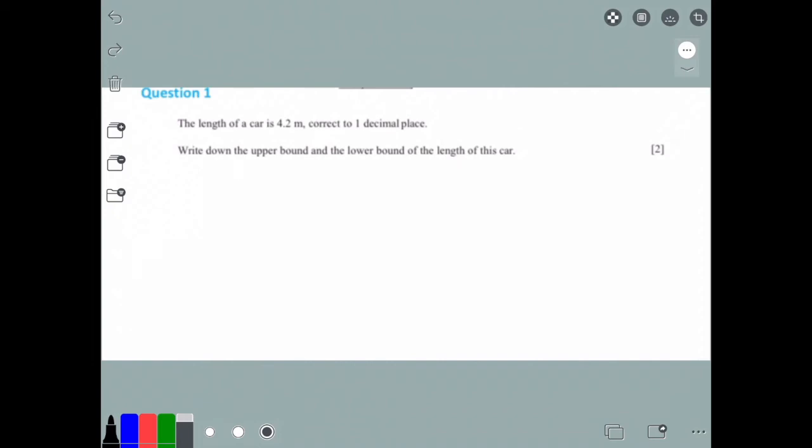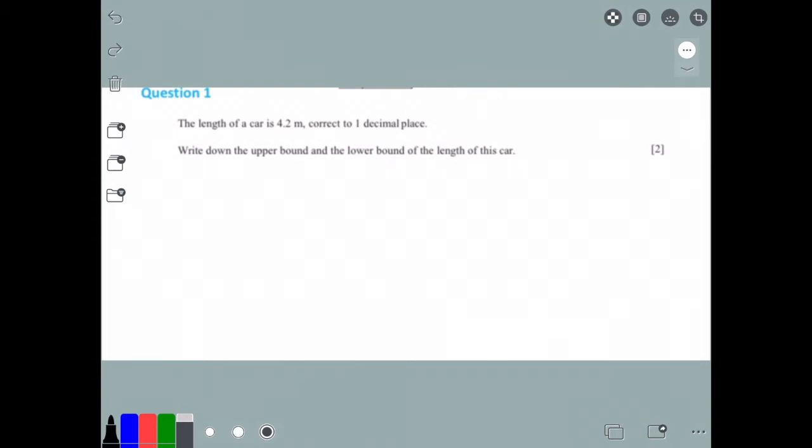Question 1. The length of a car is 4.2 meters, correct to 1 decimal place. Write down the upper bound and the lower bound of the length of this car. When the question asks for the upper and lower bounds, it is asking for the maximum and minimum values, so the boundary values, for which it would be rounded to the given number at the given precision.